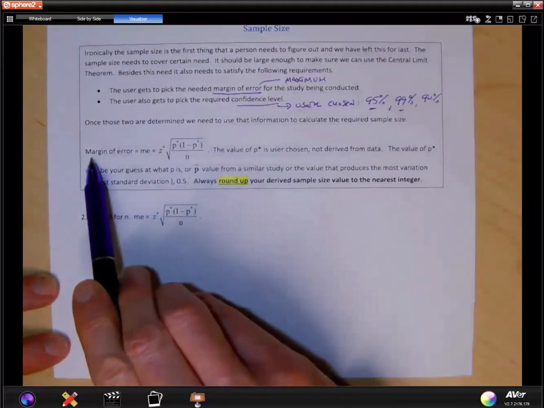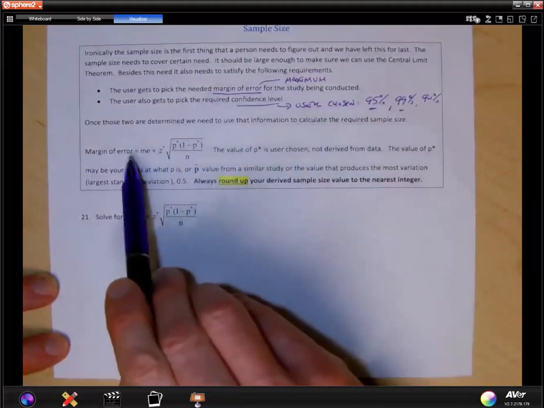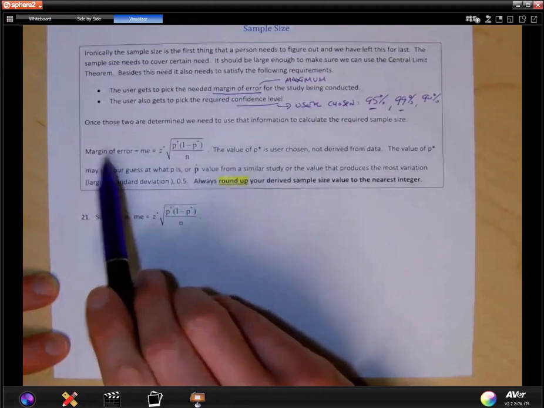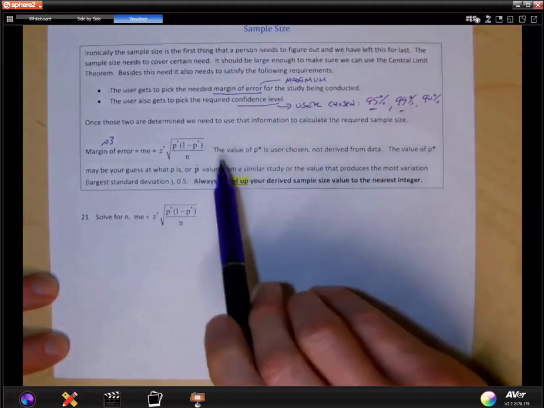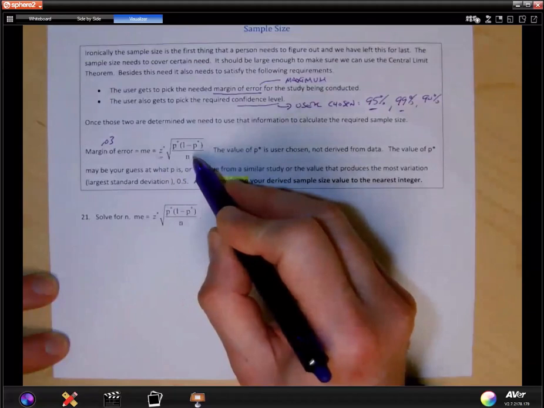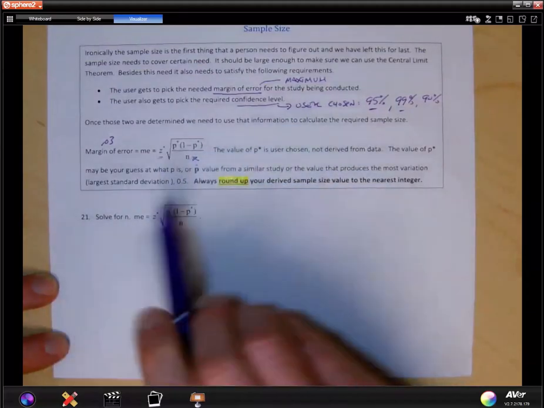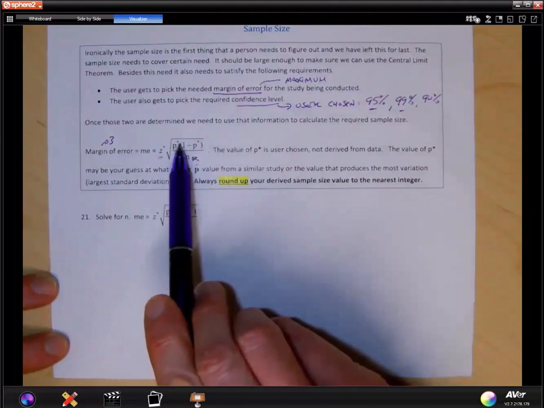Now, here is the margin of error formula. And so we get to pick the value. We'll say the margin of error can be no worse than, let's say, 0.03, for example. Now, once that's done, and we determine the confidence level, this allows us to figure out what n is. Now, notice that I've replaced p hat and p with p star.